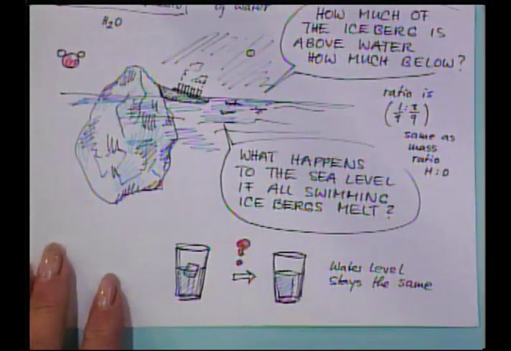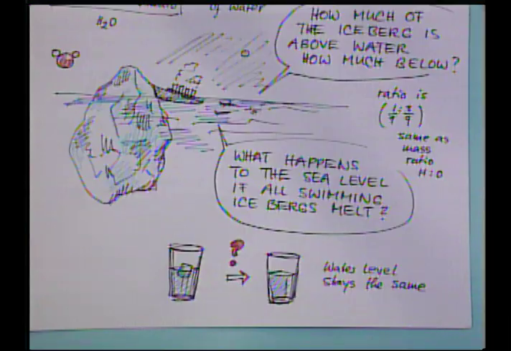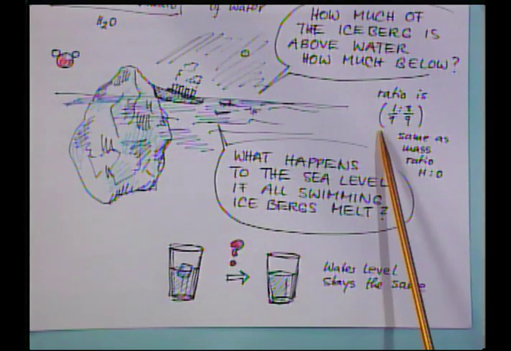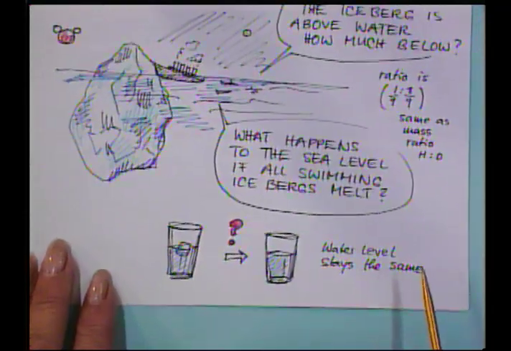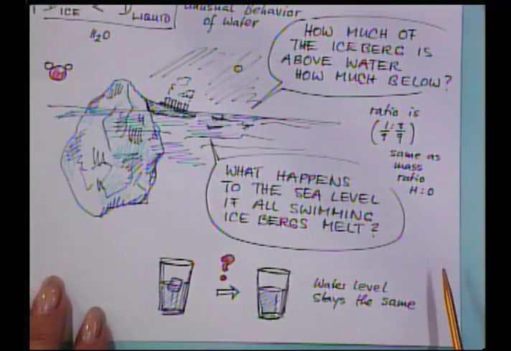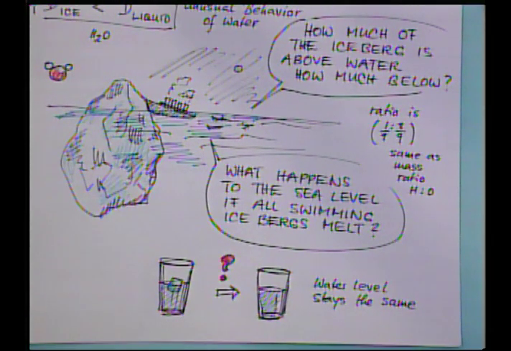It seems interesting, but it's practically the same ratio as the mass ratio of the elements in water. So 1 to 8, or 1/9 to 8/9. And people talk a lot about what if the icebergs start melting. Well, if the icebergs melt in the ocean, will that raise the level of water, or will it lower the level of water? Well, if you want to find out, you can do that at home.